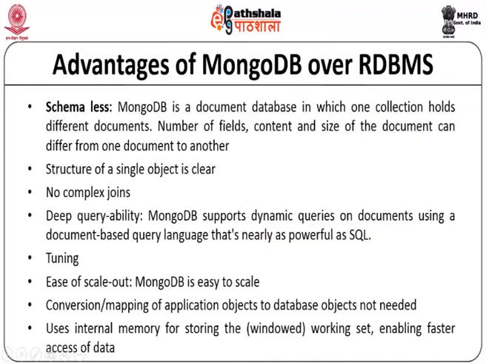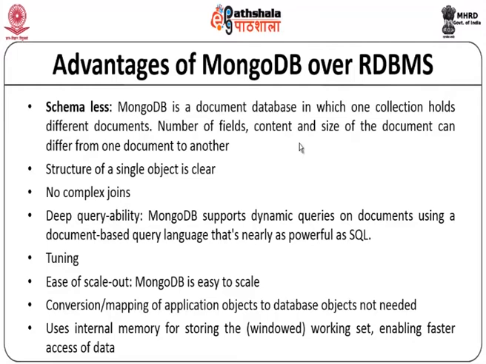What are the advantages of MongoDB when compared with an RDBMS environment? The first and foremost advantage is that MongoDB is schema-less. In the previous session, we discussed that MongoDB is a type of NoSQL database. So, NoSQL databases deal with schema-less environments. MongoDB is a document database in which one collection holds different documents. The number of fields, the content and size of the document can differ from one document to another. Therefore, it is considered to be schema-less.